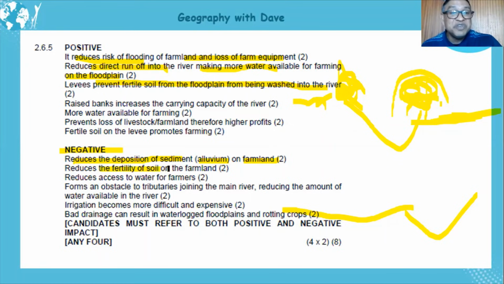So therefore it reduces fertility of soil on the farmland, and reduces access to water for farmers, because sometimes farmers use just the canals to pump the water. Now this elevated levee may reduce the amount of water. Can you see the positives and the negatives? In this case, you must have positives and negatives. Learners, as long as you have both, it is fine. You can have 3 of one and 1 of the other. It's still fine. 2 and 2, or 3 and 1, as long as you've indicated. So sometimes you say, I only know 1 negative and 3 positives. As long as you put the positive and the negative, you are fine.